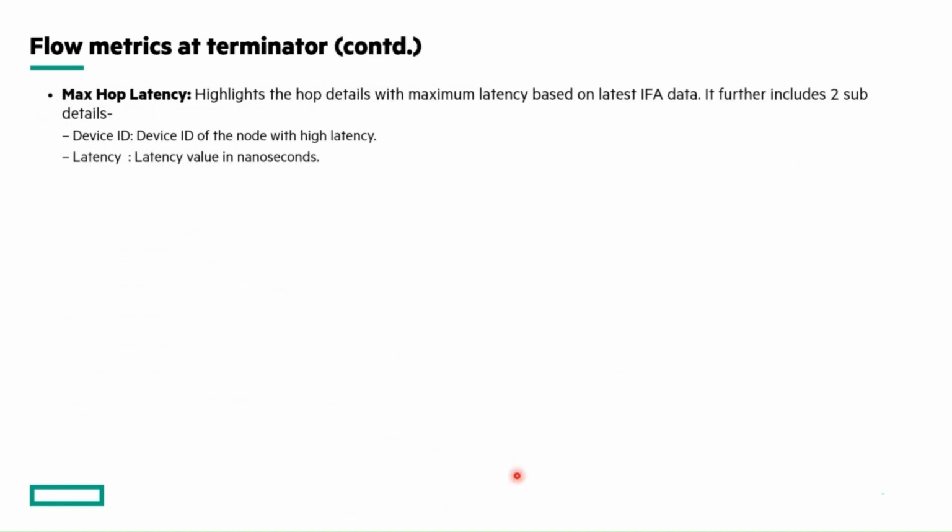Next, we have max hop latency, which highlights the hop details with maximum latency based on latest IFA data. It further includes two sub details. First is the device ID, which is the device ID of the node with highest latency. So whichever node in your path is experiencing the highest latency, the device ID of that node will be mentioned here. Second is the latency value, which will be mentioned here in nanoseconds.